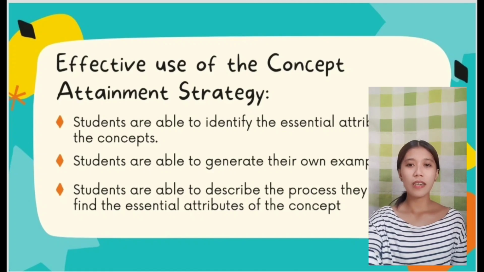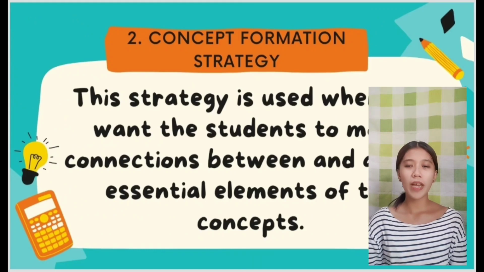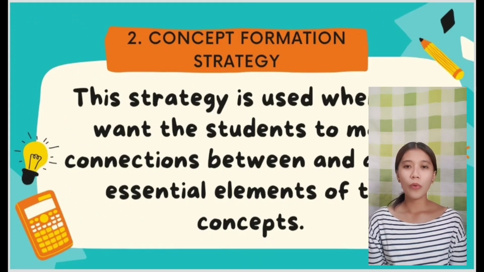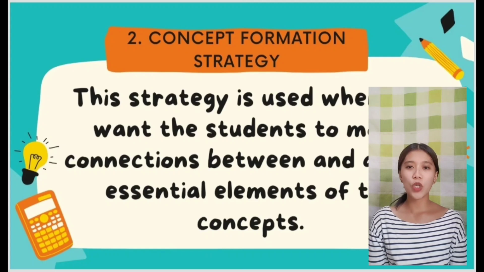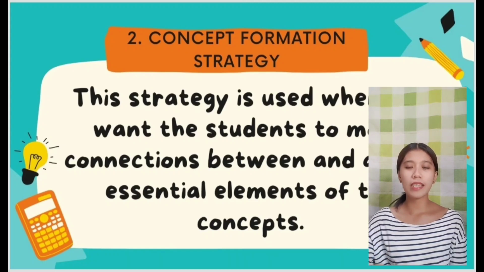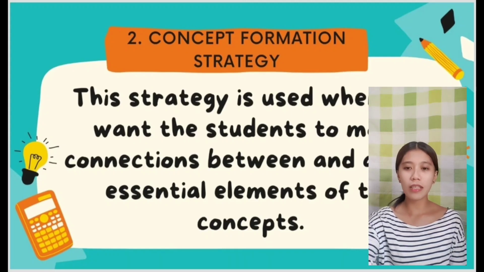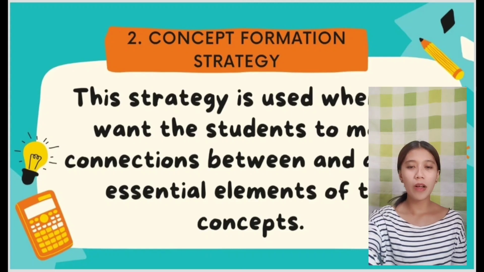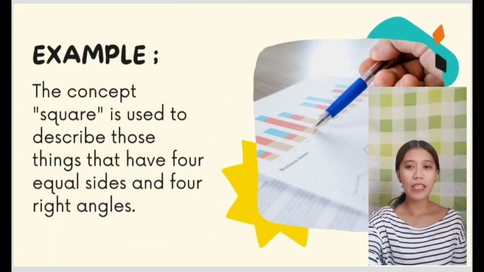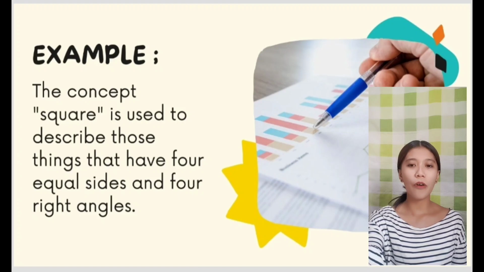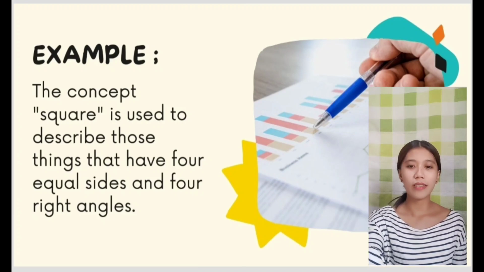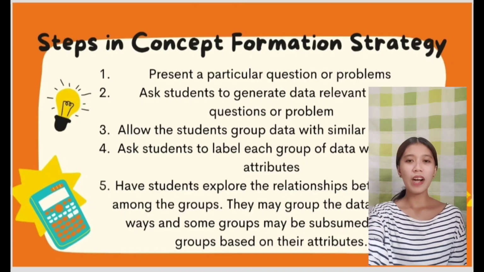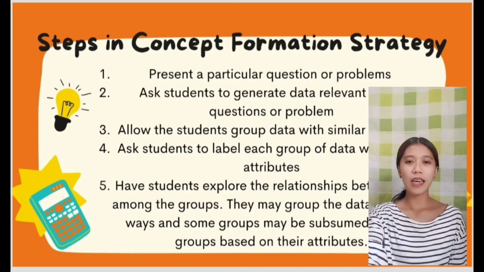And the second strategy is concept formation strategy. We can use this strategy when the students make connections among essential elements of the concept. For example, the concept square is used to describe those things that have 4 equal sides and have 4 right angles. So here are the 5 steps in concept formation strategy.